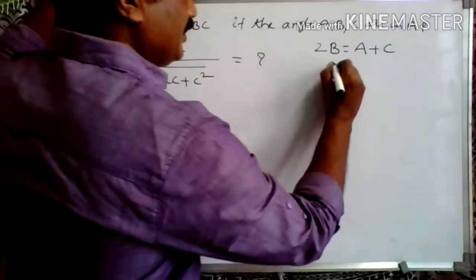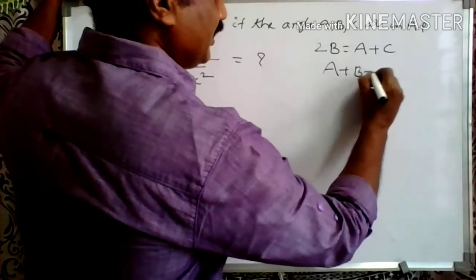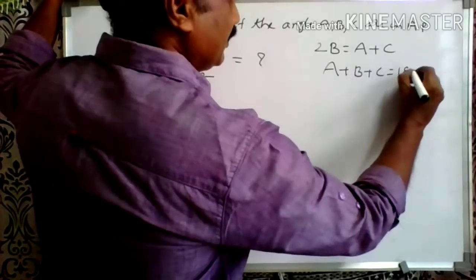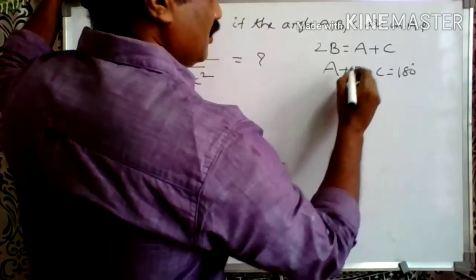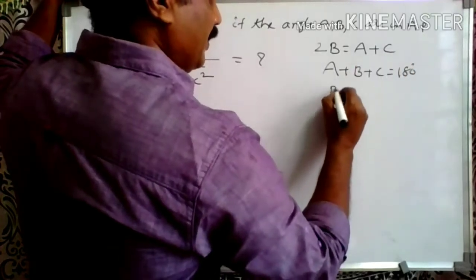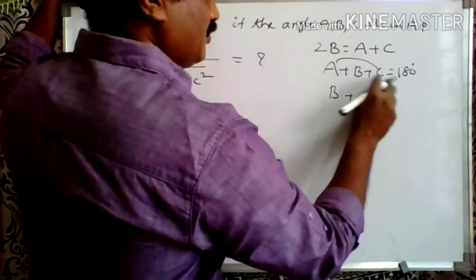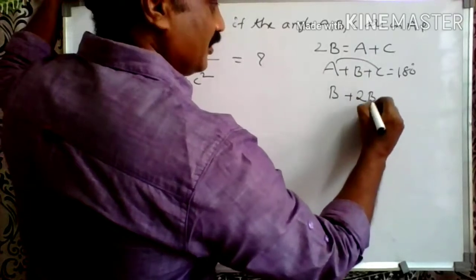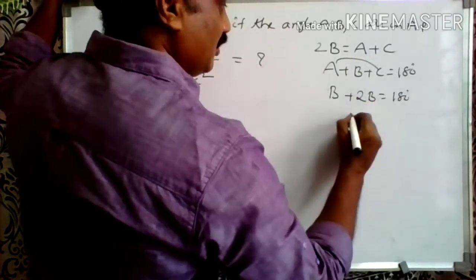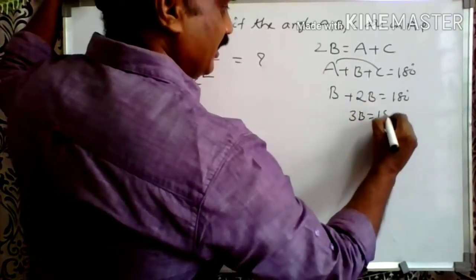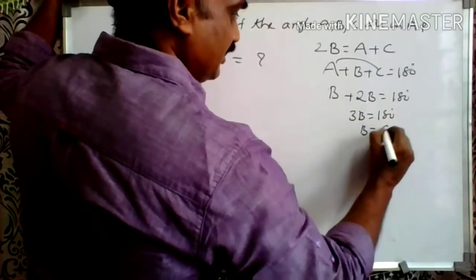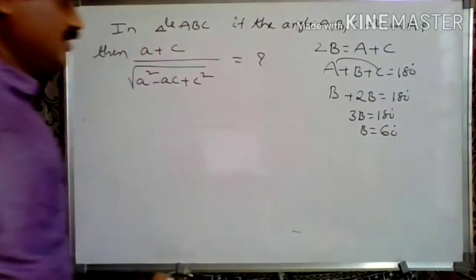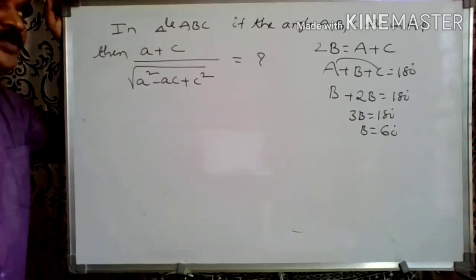Friends, in triangle ABC, the sum of the angles is 180 degrees. A plus B plus C is equal to 180. So A plus C is equal to 2B, and B plus 2B is equal to 180. So 3B is equal to 180 degrees, B is equal to 60 degrees. Friends, angle B is 60 degrees.